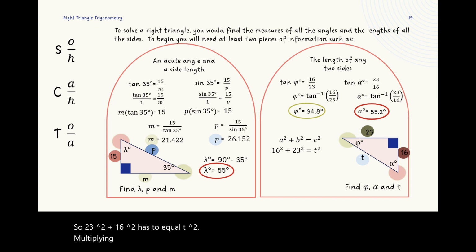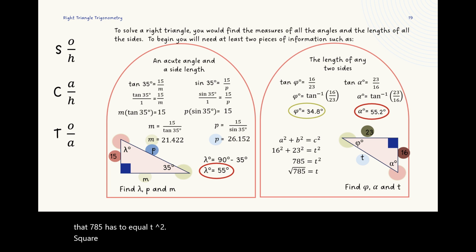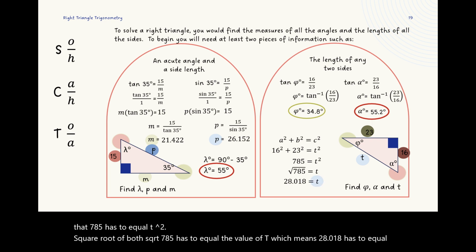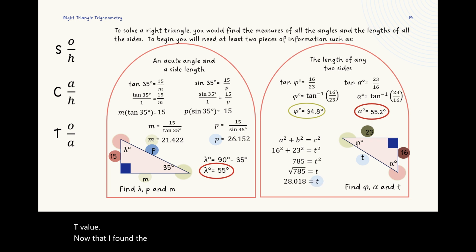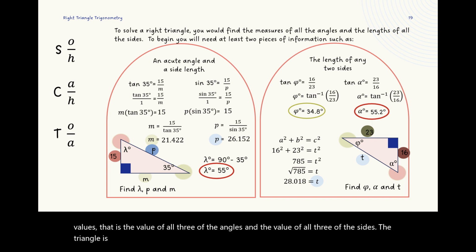Squaring the 16 and squaring the 23 and then adding them together, we get that 785 has to equal t squared. Taking the square root of both, the square root of 785 has to equal the value of t, which means 28.018 has to equal the t value. Now that I've found the three missing pieces, I have solved this particular triangle. I know all six values, the value of all three of the angles and the value of all three of the sides. The triangle is considered solved.